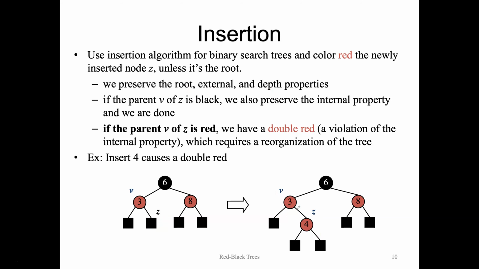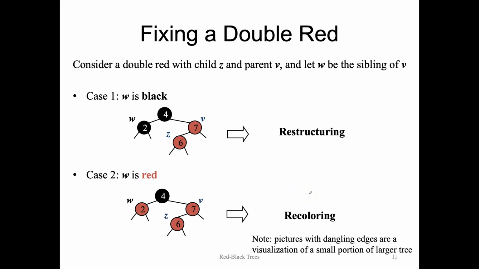So when we insert a new node, we always color it red. But by doing so, we might violate one of the properties that red-black trees have, which is that children of a red node must be black. When this happens, it is called a double red. There are a couple of ways we could fix a double red, and which one we use is based on which case we're in.